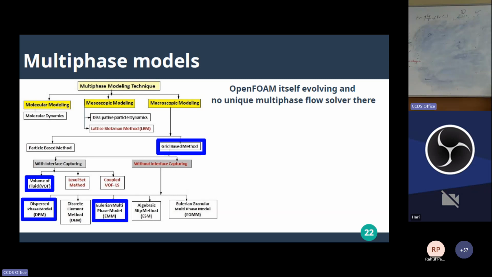So even though it is multi-phase, we have our own limitation in terms of what kind of multi-phase we can really look at. Mainly gas-liquid, or maybe a liquid system, or a gas-liquid system, or maybe liquid with particles, gaseous kind of thing.